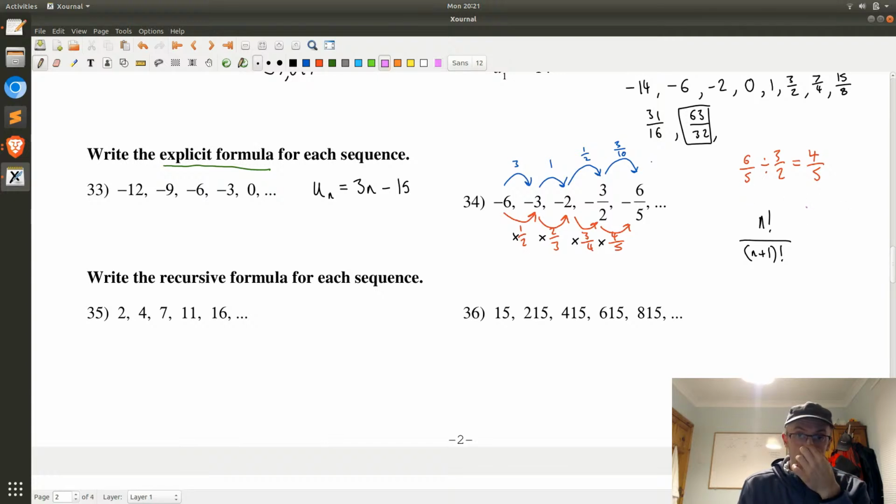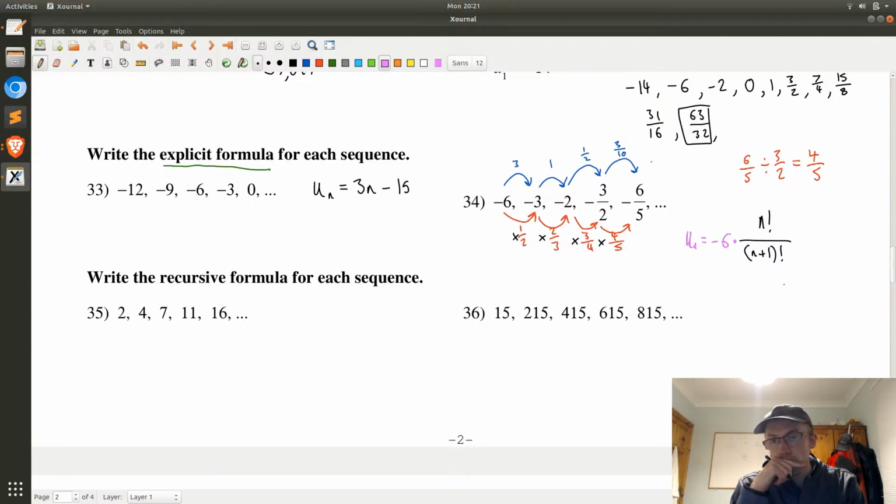So, oh no. Right, okay. Zero factorial is just nothing. Sorry, 0 factorial is 1. So 1 over 1. I think this works. There's your nth term: -6 multiplied by n factorial over n add 1 factorial.